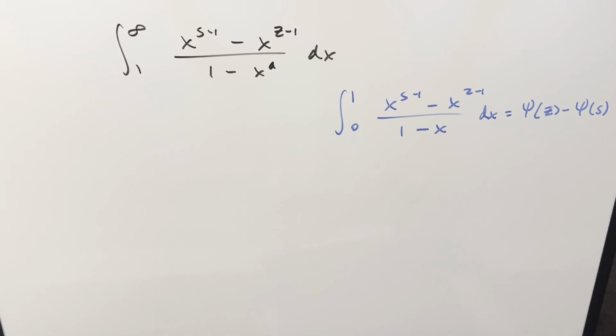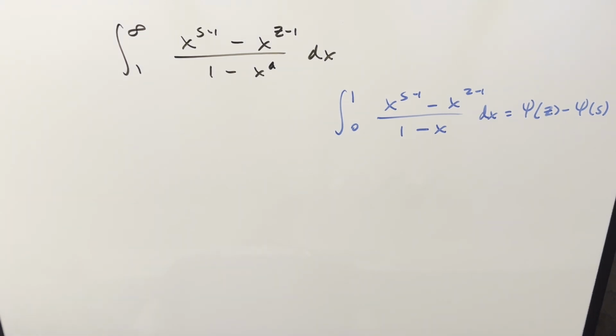Okay, we have the integral from 1 to infinity of (x^(s-1) - x^(z-1)) over (1 - x^a) dx. And this is kind of like part 2 of 2 videos. The last one we did is really the same integral, but going from 0 to 1.